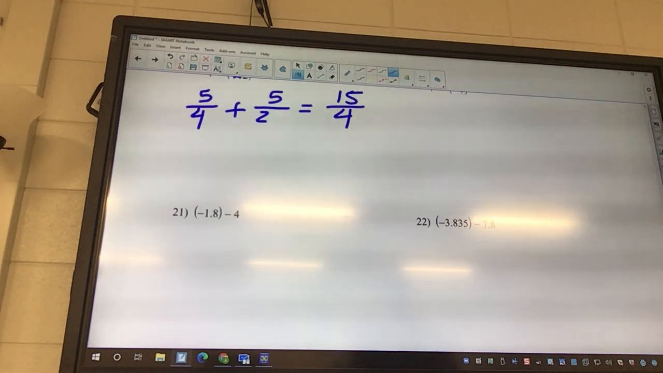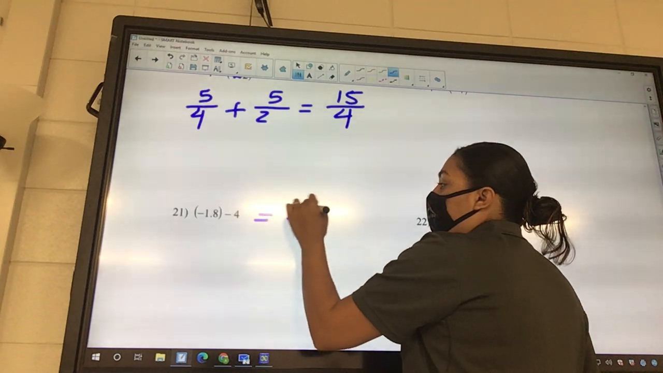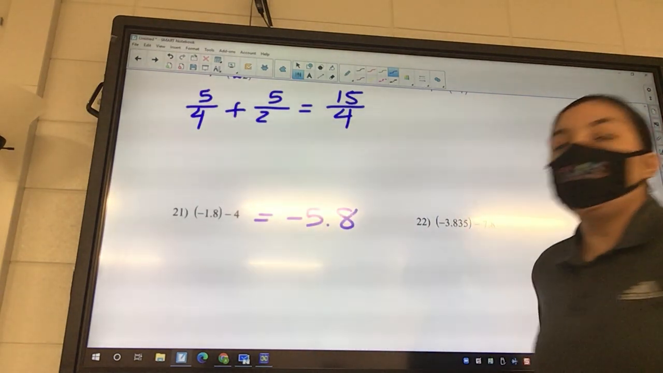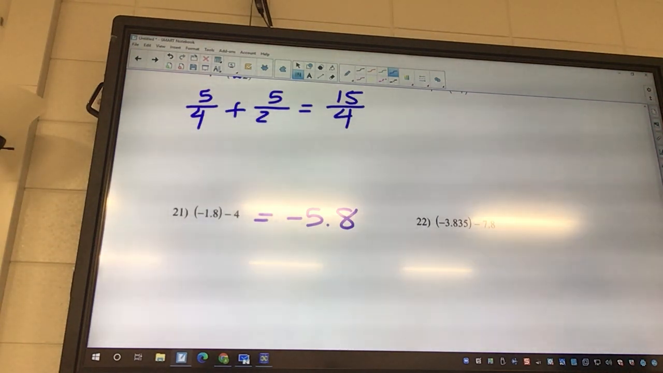Okay, so what did you get for the decimal? -5.8. Okay, and why can you not give me a fraction for an answer? Okay, it's a decimal problem, which means you should give me a decimal for an answer. Okay, you cannot give me a fraction for an answer.